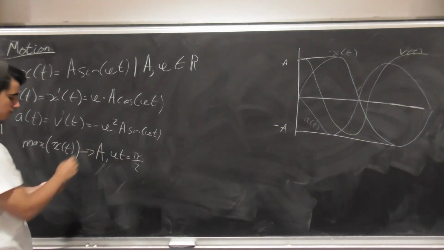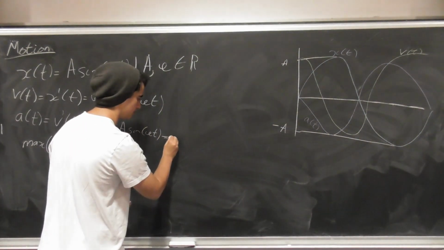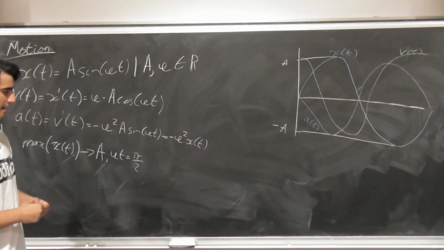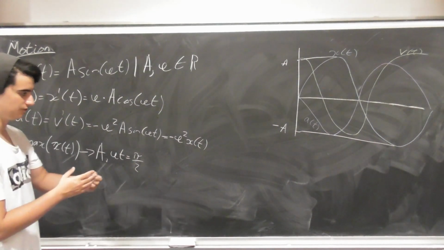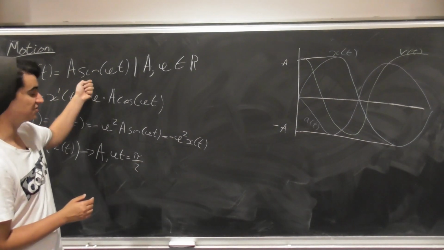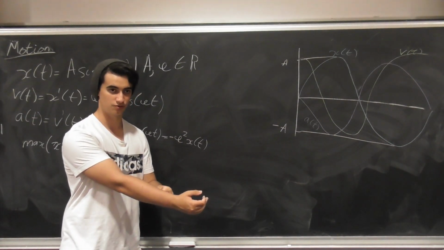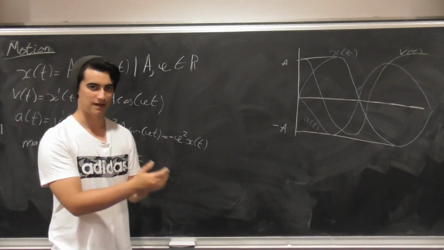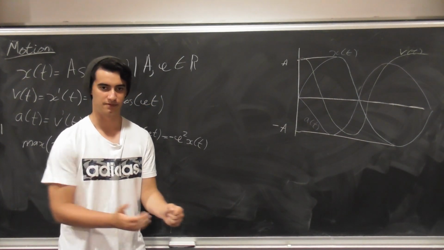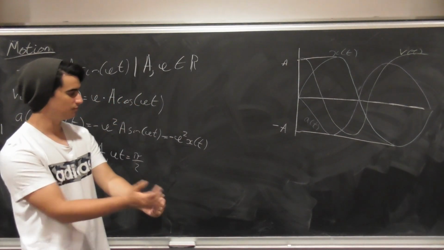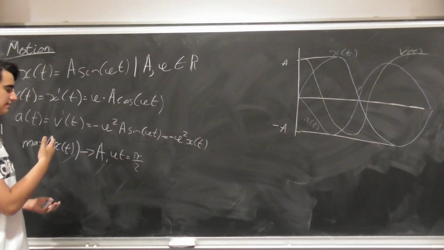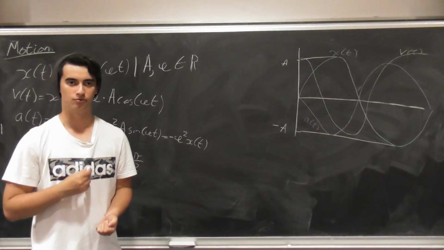If we look at the acceleration, noting that the acceleration is really just minus omega squared times the position function, which is a neat little feature of these, we'll see that when the position function is at a maximum, the acceleration function is at a minimum. Really it's a maximum in the negative direction, in that it's being pulled back with the most amount of force or acceleration towards the center. So that's how we can use this information and see how it models a system, or how a system will develop.